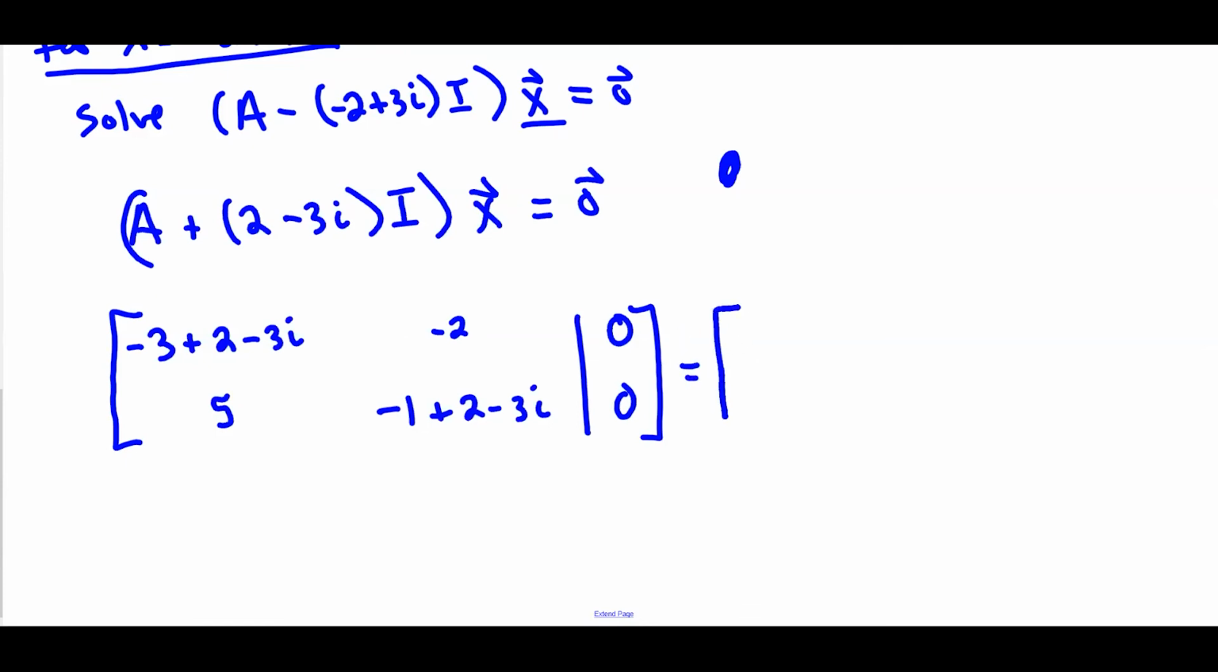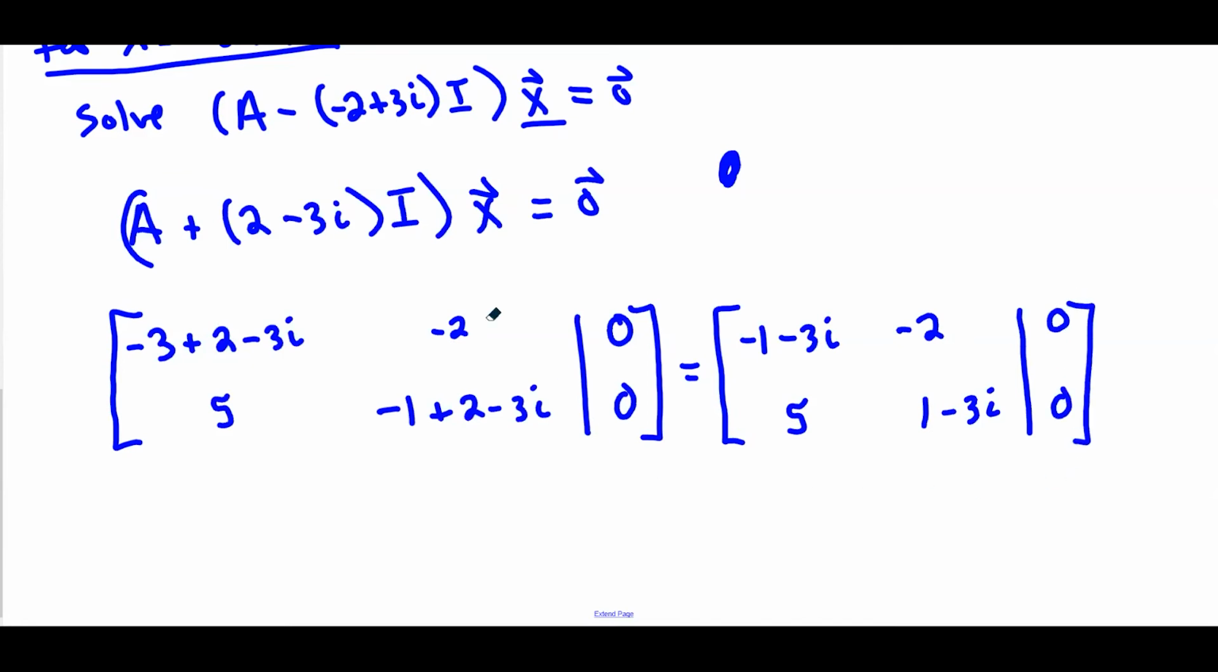So let's simplify this just a little. So -3 plus 2 is -1. -1 plus 2 would be +1. Still augmented with 0. So I want to multiply this first row by the complex conjugate. So I want to multiply this row by 1 plus 3i here.